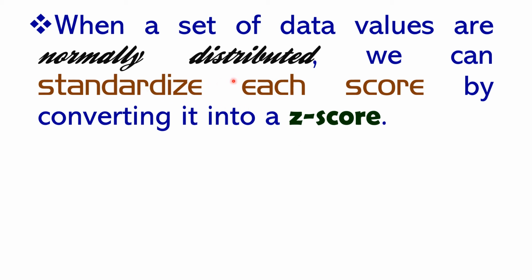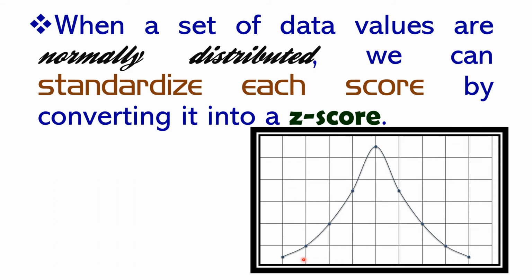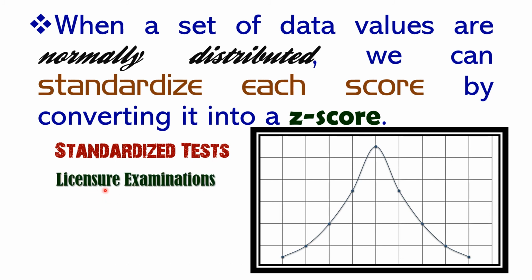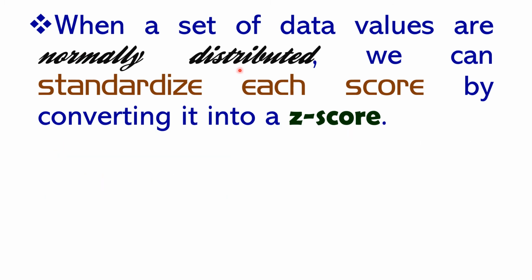That is when we sketch its frequency polygon using a smooth curve and it resembles a bell shape just like this. And that is if we are dealing with the results of standardized tests. Some examples of this are licensure examinations, the National Achievement Test, and the NCAE or National Career Assessment Examination for students. These tests are standardized. Therefore, the set of data here are normally distributed.